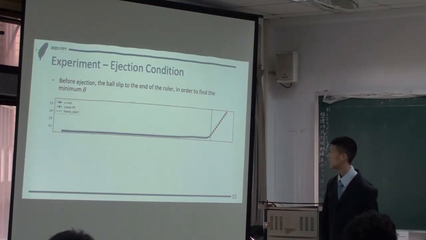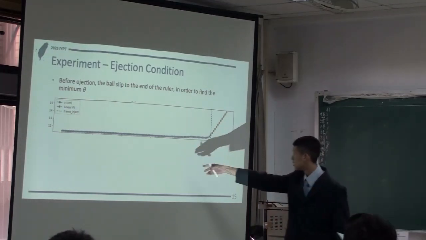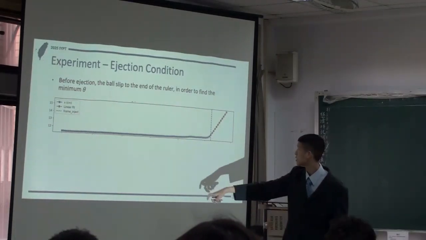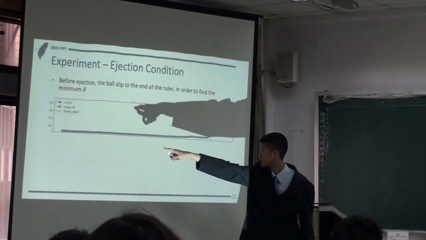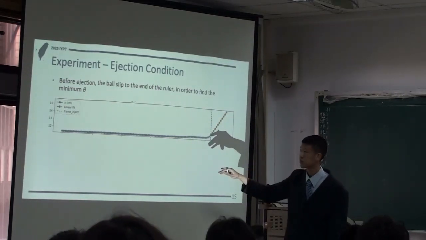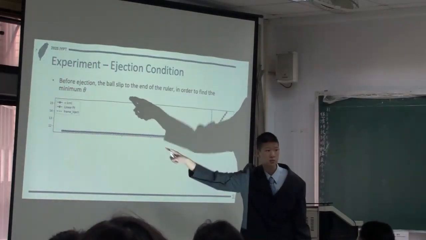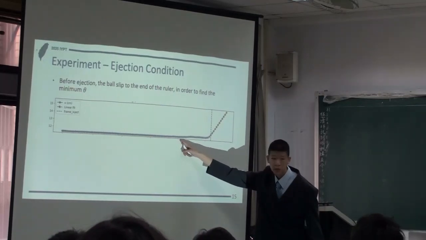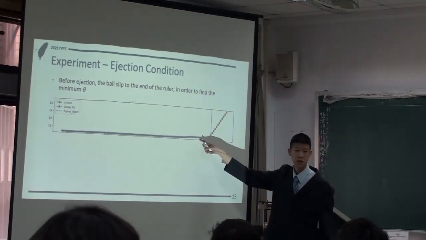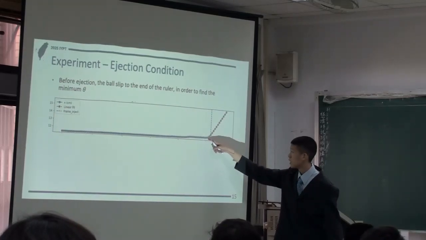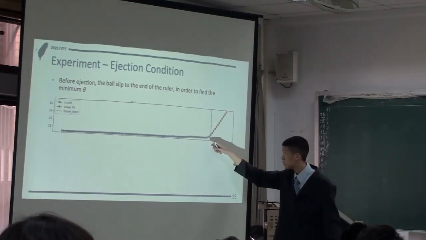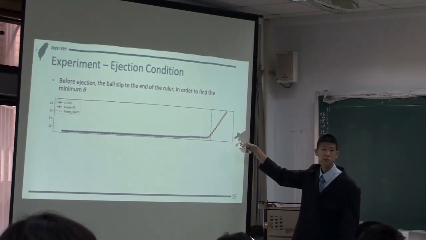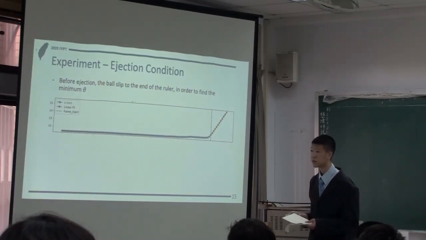For this, the x-axis is the time, and this is the velocity. No, this is the displacement. This is an x-t graph, and we see that the ball will slip to the end of the ruler, and the ruler accelerates at a high speed. Then it will go to a horizontal projectile motion.